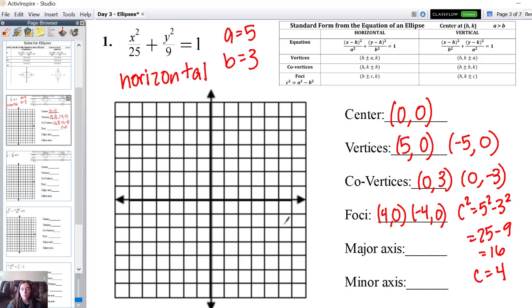I'm going to go ahead and plot these points, then we'll figure out the major axis and minor axis in a second. So we have a center at 0, 0. Our vertices are at (5, 0) and (negative 5, 0). Our co-vertices are at (0, 3) and (0, negative 3). Our foci are at (4, 0) and (negative 4, 0). So let's go ahead and connect those outer dots. Remember, the foci are not on the edge of the ellipse, they're inside of it.